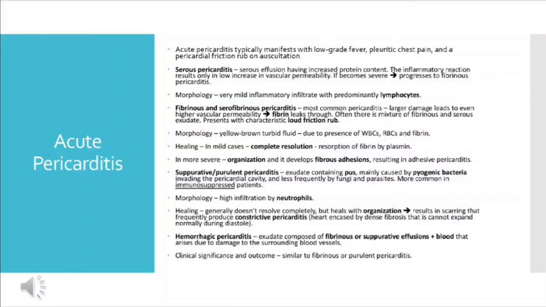produces constrictive pericarditis. Fourth, we have hemorrhagic pericarditis, and its exudate is composed of fibrinous or suppurative effusions in blood, and it arises due to damage to the surrounding vessels. The damage to the surrounding vessels could be caused by spread of a neoplasm, and that's the most common cause, or it could be thrombocytopenia, or tuberculosis, or a severe acute infection. And the clinical outcome is similar to that of fibrinous or purulent pericarditis.